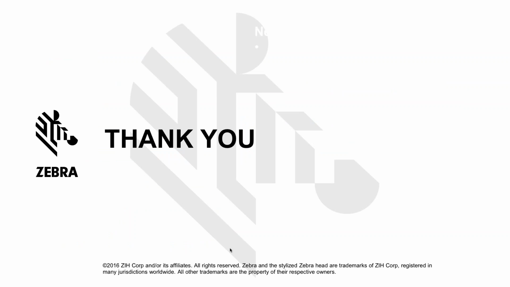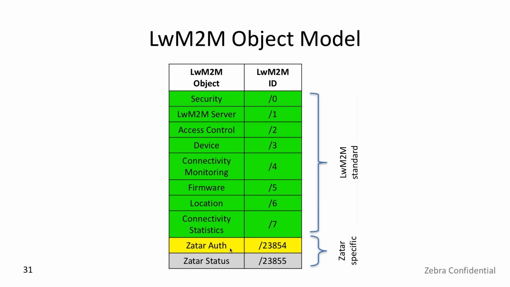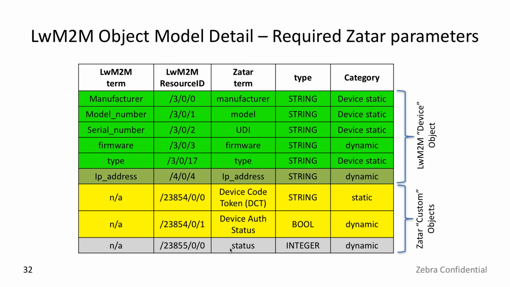Only a couple things at the end. I would just say if you want to know more about the details of the lightweight M2M model, I've added that in the end, and I've also shown an example, the detail of what we support in Zatar regarding lightweight M2M. And with that, I'm done, and I'm happy to entertain questions.